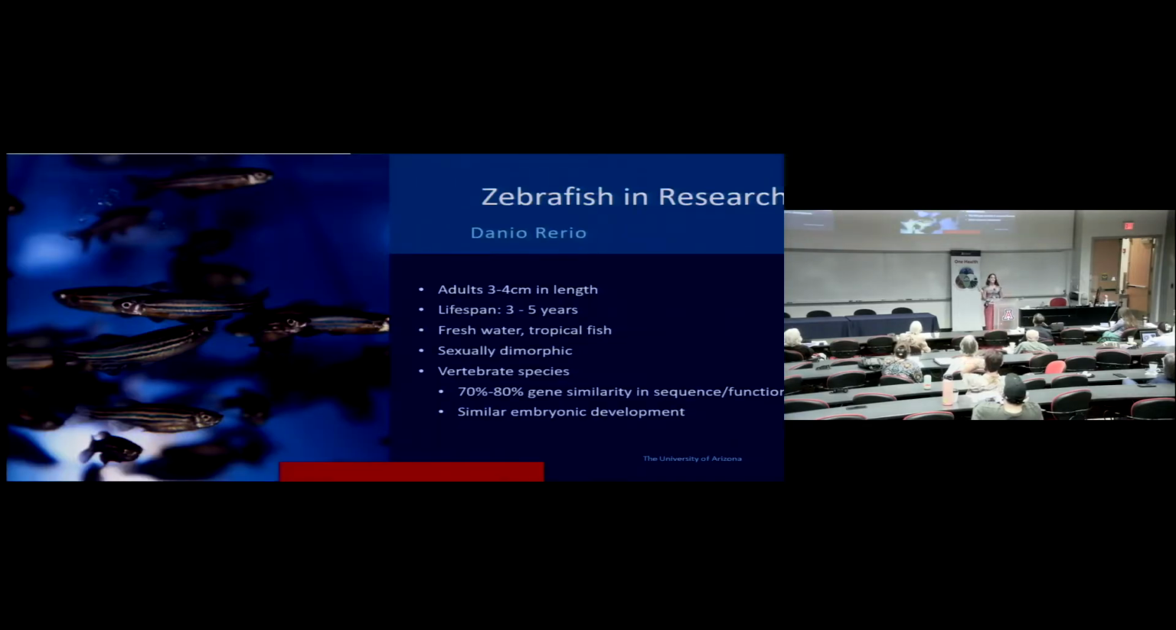So if you haven't seen zebrafish before, this is them. They're tiny striped tropical fish. They live about 3 to 5 years. So a little bit longer than mice, which is our predominantly used species in research. But like mice, they are vertebrate species, and they have similar embryonic development to humans as well as gene homologous to humans, so how they can be used in translatable research.